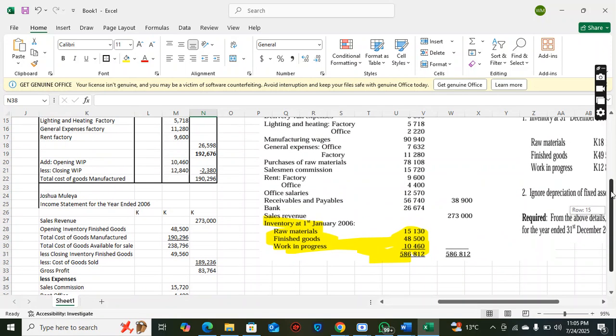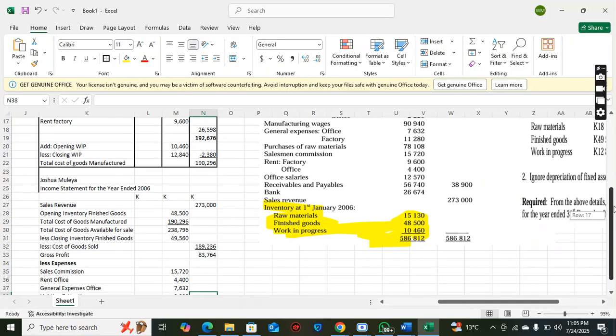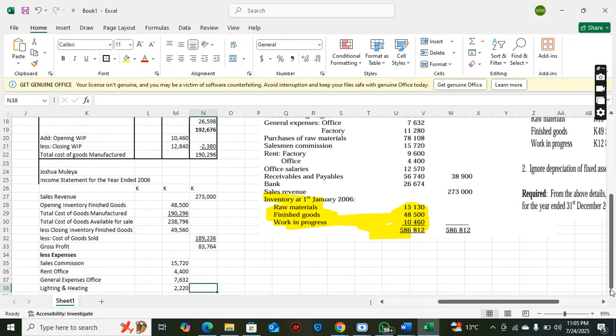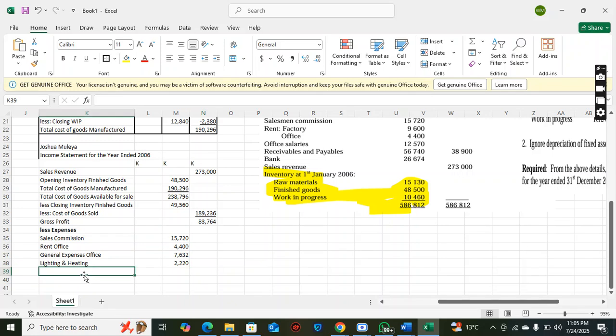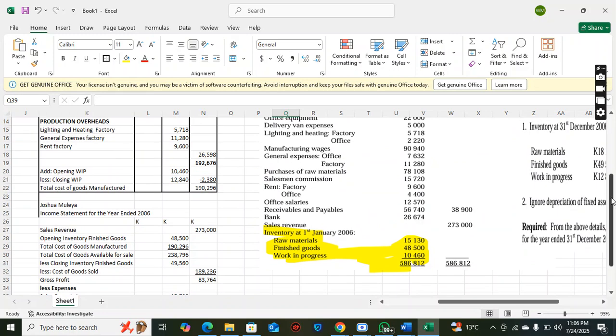What else? Or delivery van expenses. Delivery van expenses. How much is it here? 5,000. Office salaries 12,570.